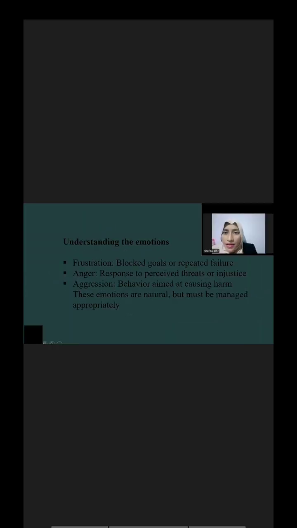There is understanding the emotion. How to understand the emotion of the student? There are three of them. First, frustration. Blocked goals or repeated failures. Second, anger, a response to perceived threats or injustice. Third, aggression, behavior aimed at causing harm. These emotions are natural but must be managed appropriately.